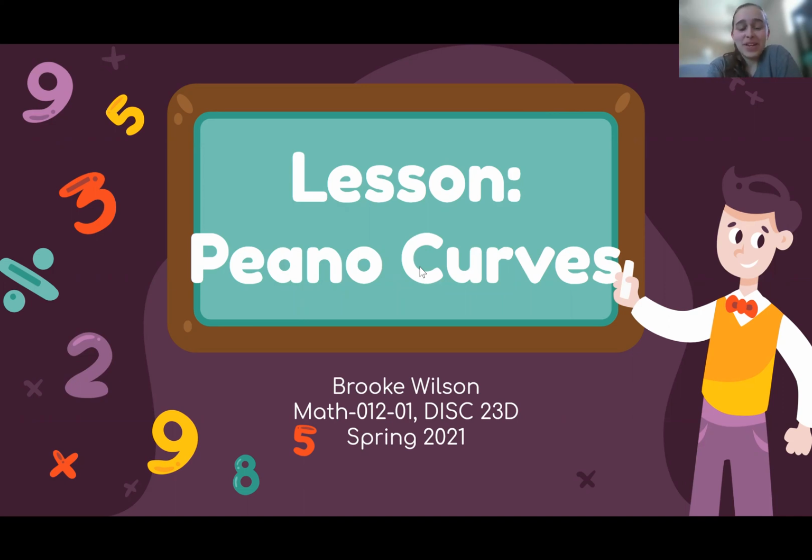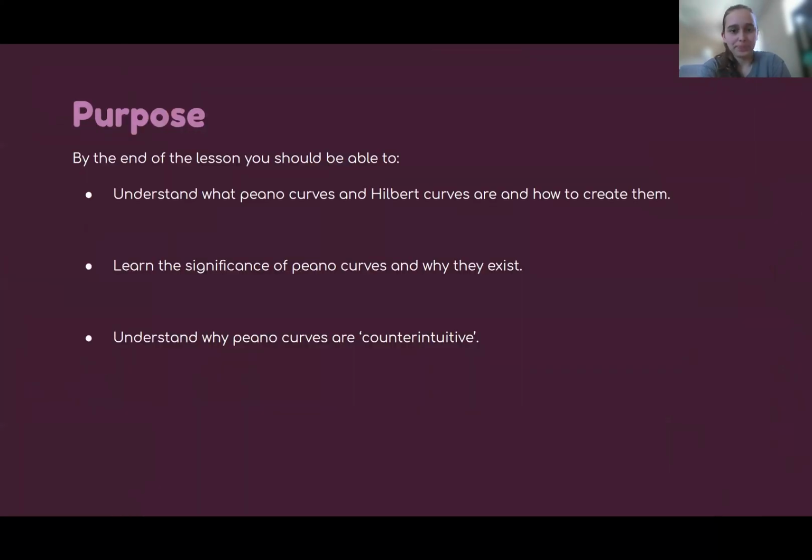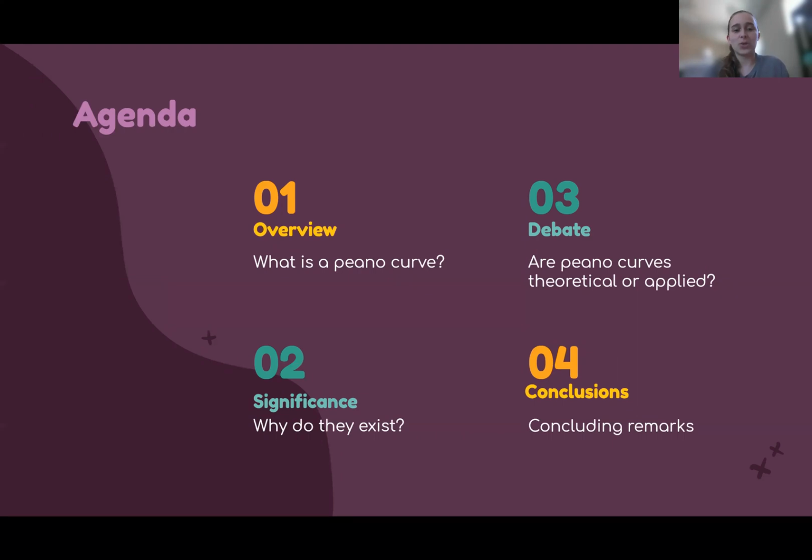So my lesson is going to be on Peano curves and what they are, and I'm going to touch upon Hilbert curves as well a little bit. The purpose of this lecture is to understand what Peano curves and Hilbert curves are and how to make them on your own, learning why they are important and why they exist, and then also understanding why Peano curves are considered to be counterintuitive. So this is just a quick overview.